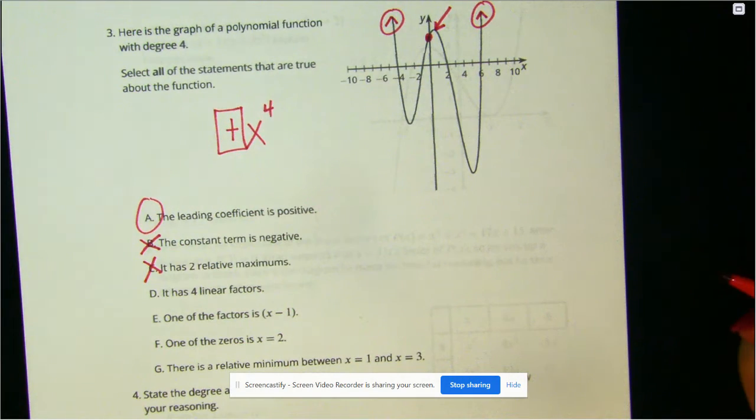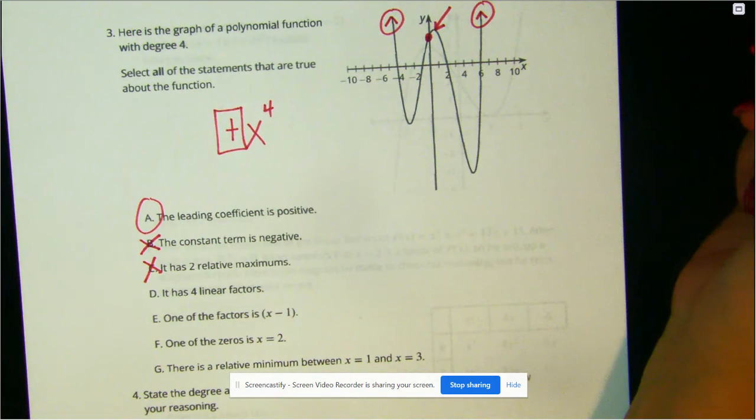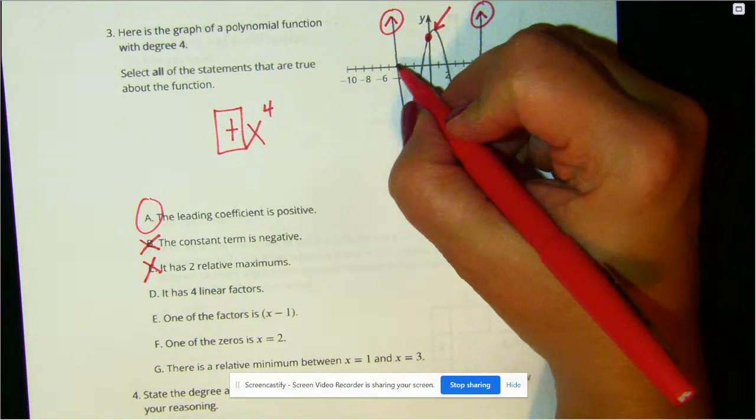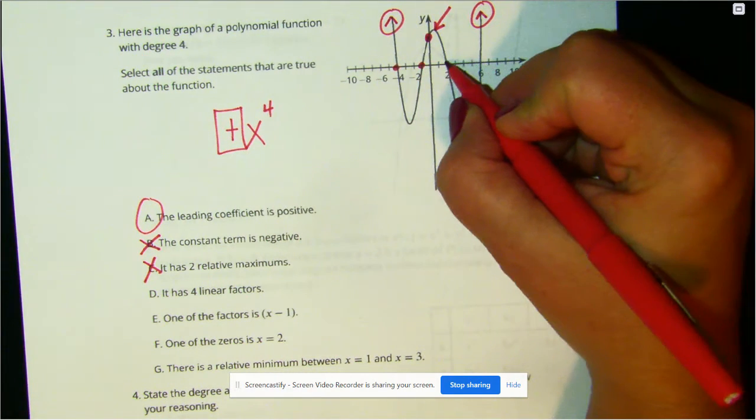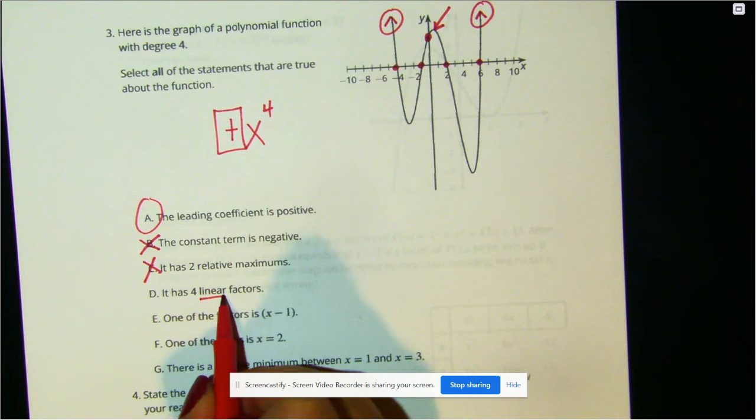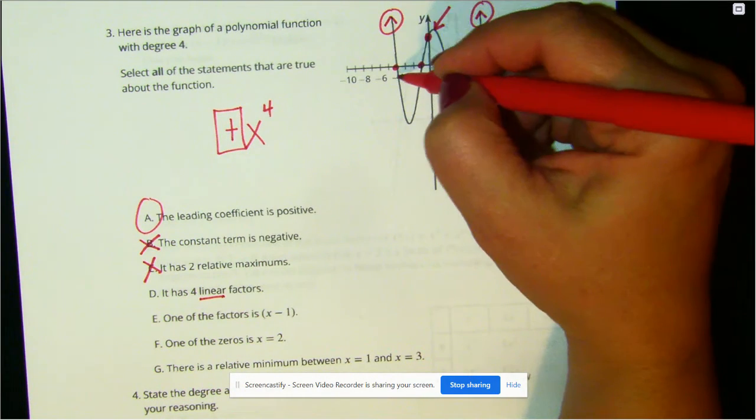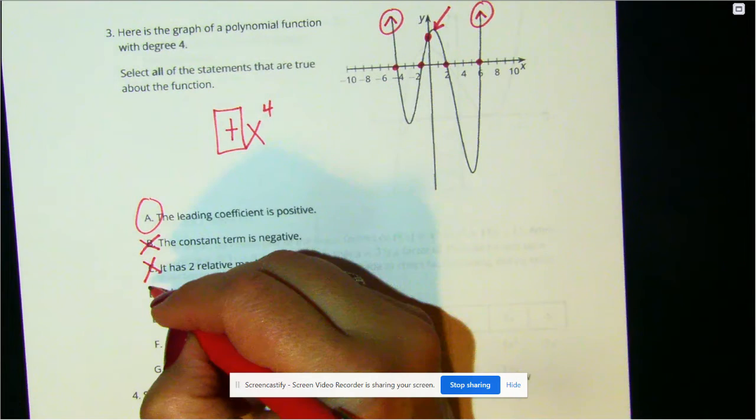It has 4 linear factors. The factors are where it touches the x-axis. 1, 2, 3, 4. And how do I know that those are all linear? Because it goes through at those points. They each count once. Yes.